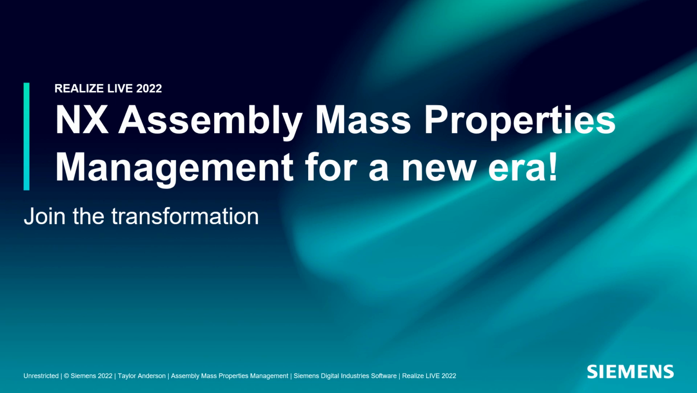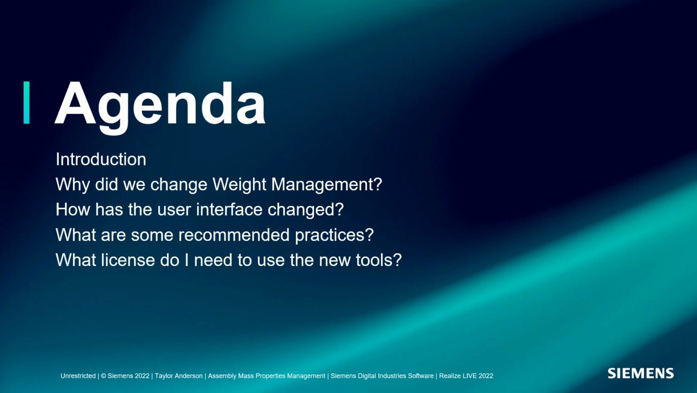I'm going to talk today about the new assembly mass properties management tools in NX and how we've improved these here recently. We're going to talk about these agenda points as we go forward, a little introduction on the tools, and then some background on why we changed them and how things have changed and so forth. And we think you'll be excited about this as we go forward.